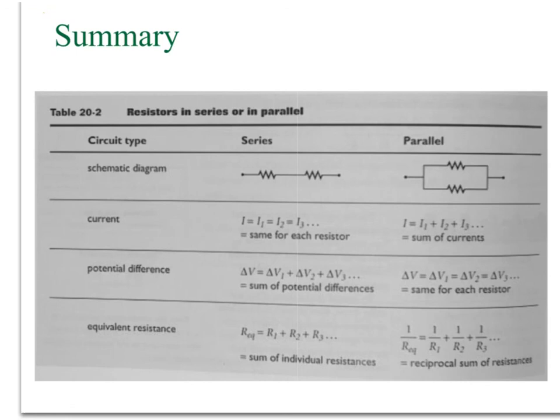The last slide you have in your notes is a summary of the equations we've talked about over the last 2 days. We have a list of things that apply for a series circuit. This includes how it looks in a schematic diagram, how we calculate the current, how we calculate the potential difference or the voltage, and how we calculate the equivalent resistance, which we know is also the total resistance. We include the same information for a parallel circuit. The key to being successful on these kinds of problems is going to be your ability to differentiate between series and parallel circuits.